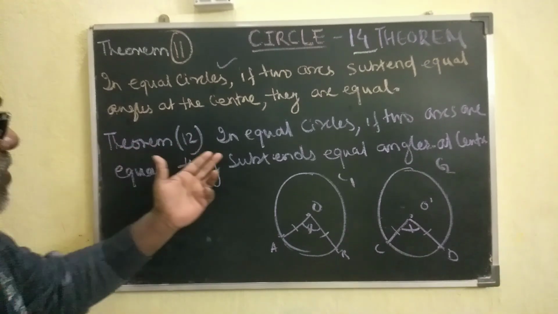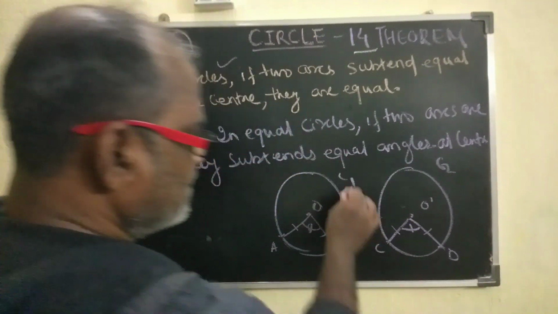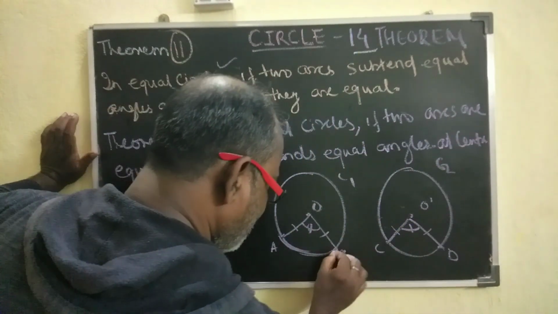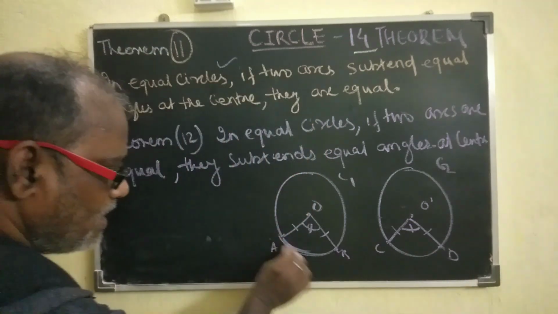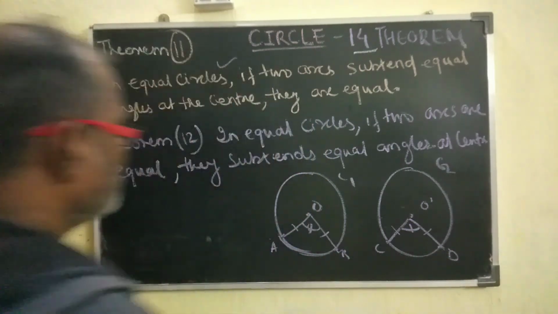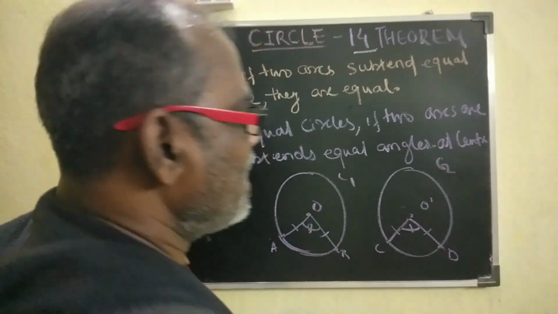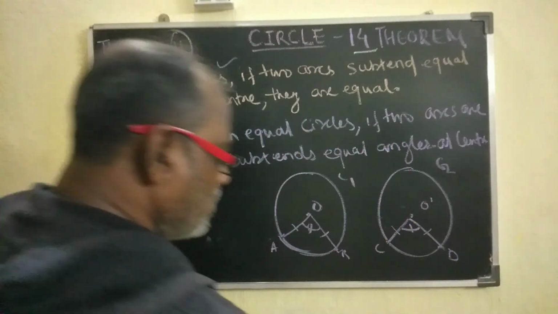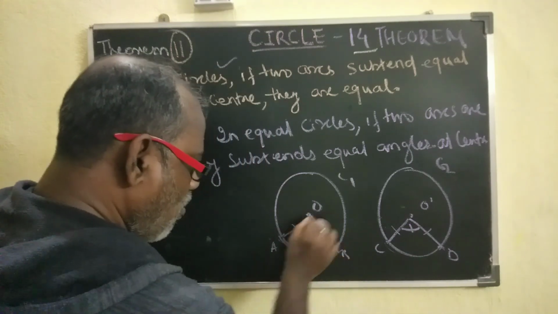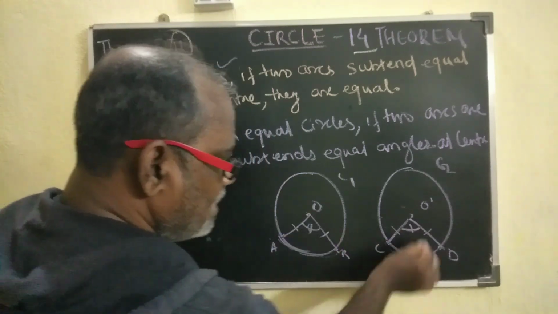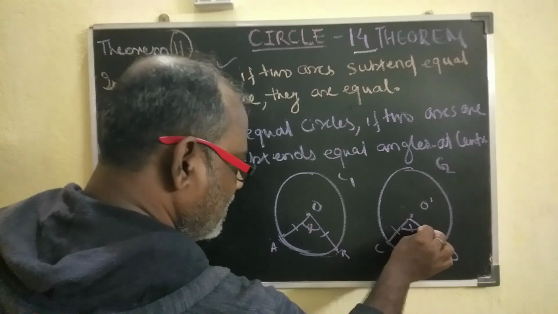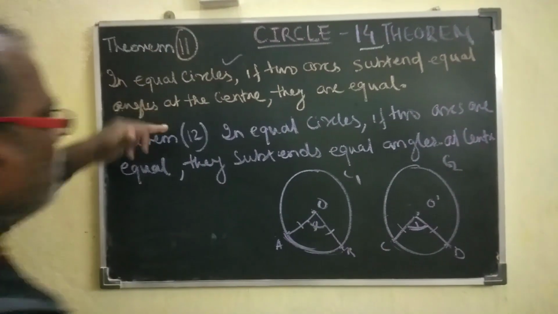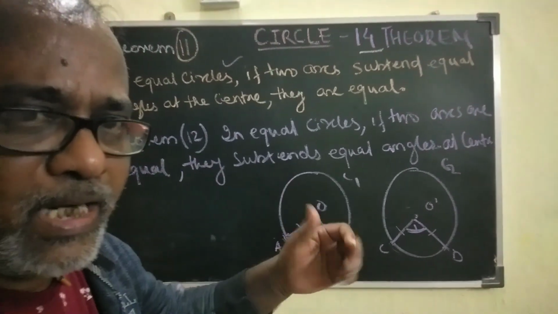Next, in the second theorem it is given that in equal circles, circles C1 and C2 are equal, if two arcs are equal, so arc AB equals arc CD, then they subtend equal angles at the center. Again you place this circle on this circle, then we can find out that CD coincides with this, OA coincides with this, OB coincides with O dash D, and finally this angle becomes this angle. In this way the two theorems can be proved theoretically and practically as well.